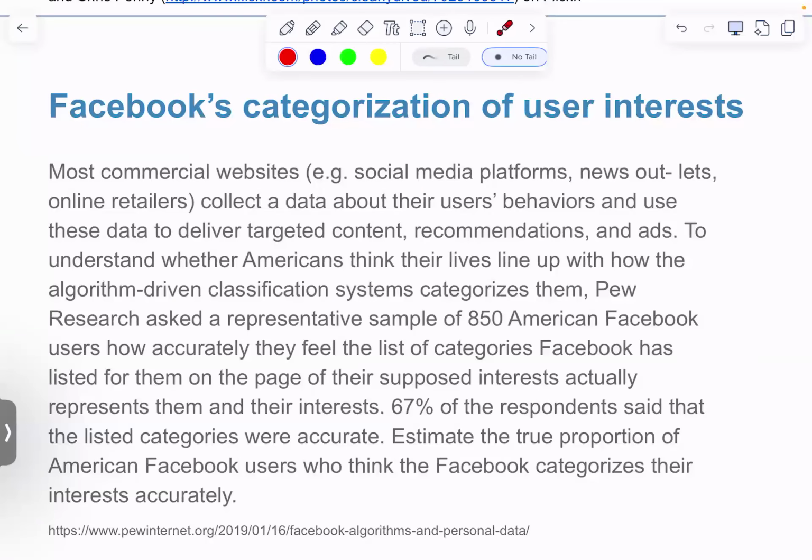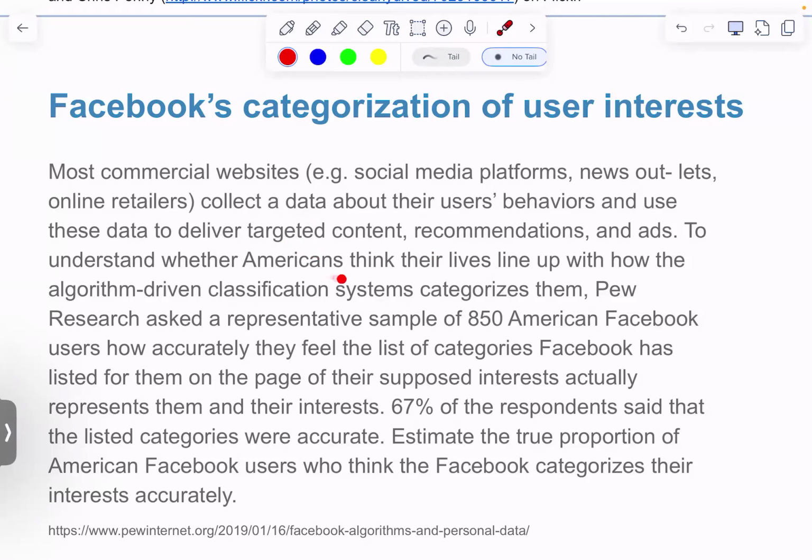Here's a long example that we'll refer to, so I may as well read it, but I'll do a shorthand version. Facebook's categorization of user interests. Most commercial websites collect data about their users' behaviors and use these data to deliver targeted content, recommendations and ads, but we all know that's what's going on. Okay?